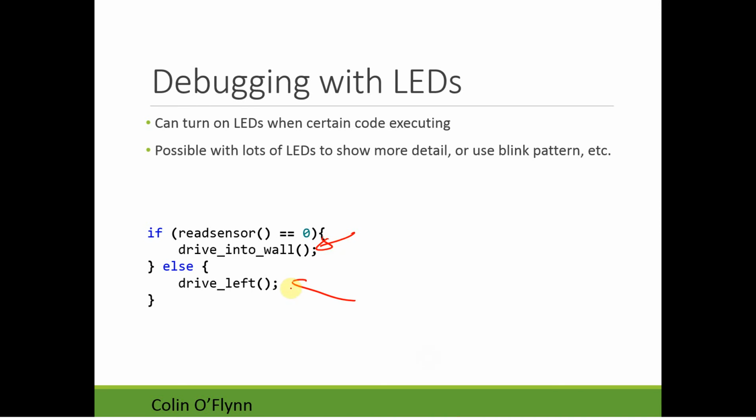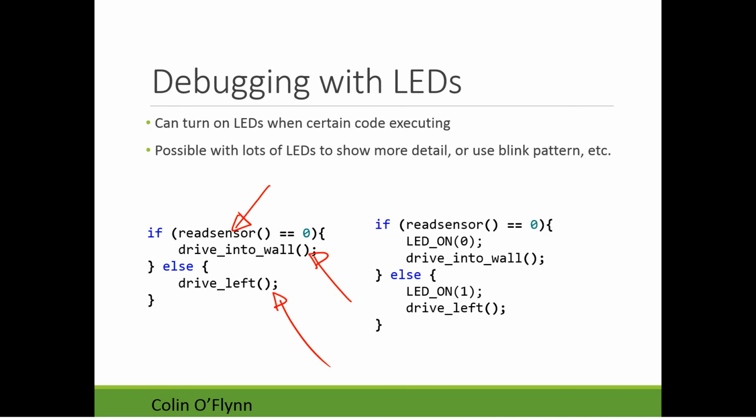So there's a lot going on. It's a simple statement, but this could have a lot of chances for bugs, because it could be, hey, there's a problem in read sensors, there's a problem executing drive into wall, and there's a problem executing drive left. At this point, we need to figure out, where does the problem lie? Is it in read sensors? Is it in drive into wall? Or is it in drive left?